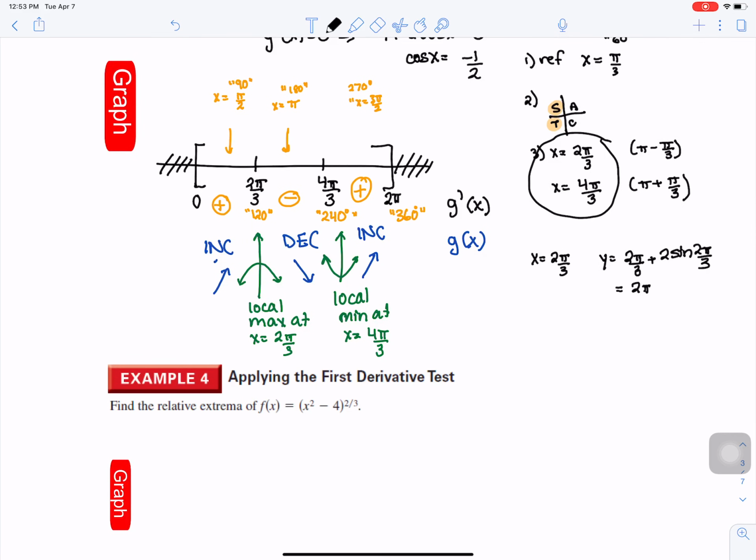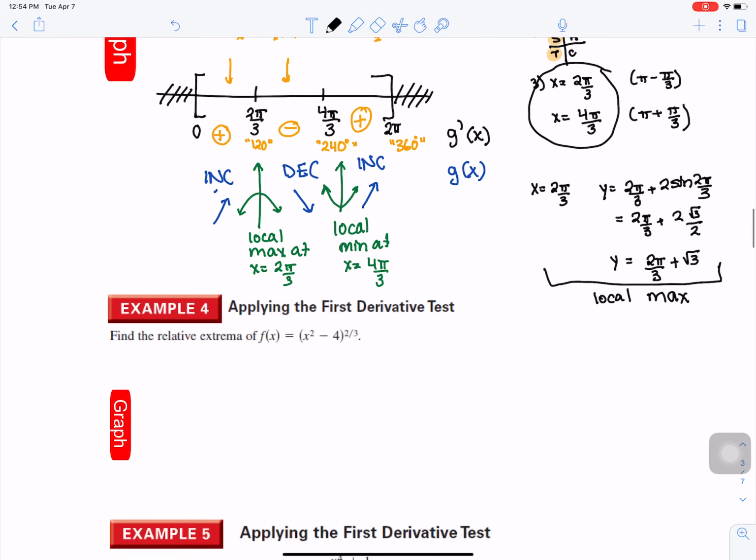So 2 pi over 3 plus 2 times sine of 2 pi over 3, which is root 3 over 2, and positive because that's quadrant 2. So 2 pi over 3 plus root 3 would be the y coordinate. This would represent my local max.